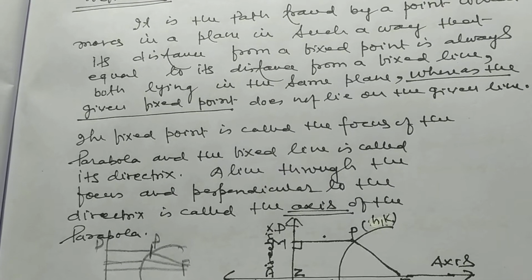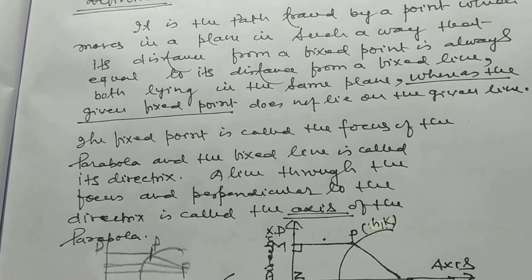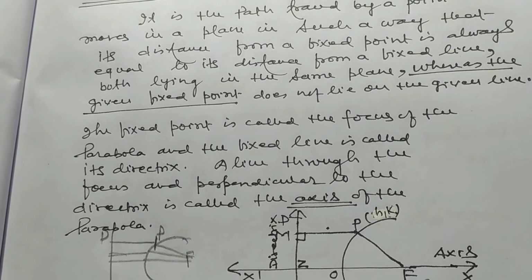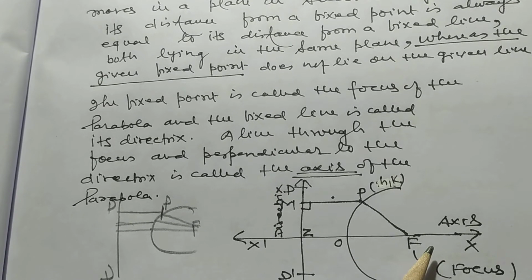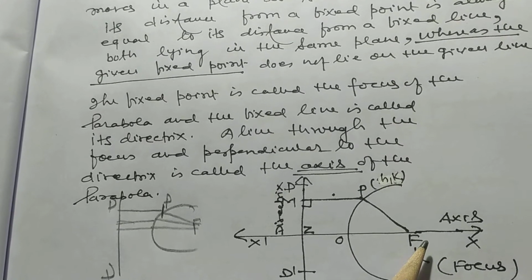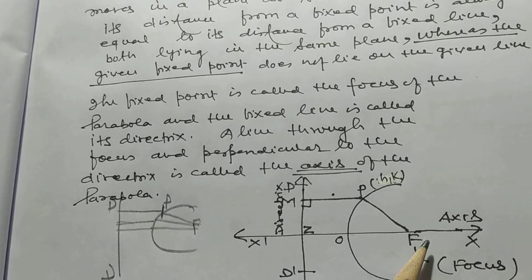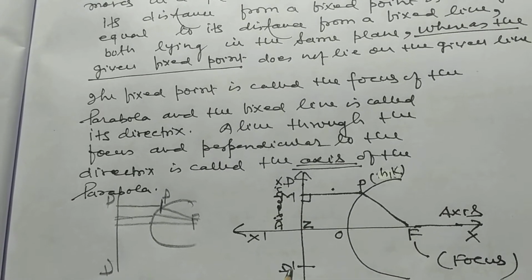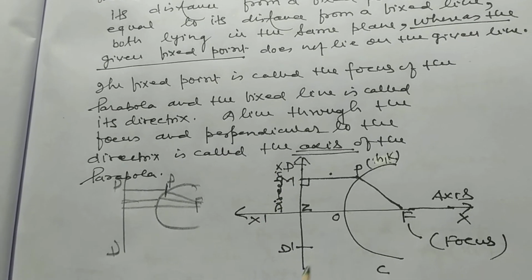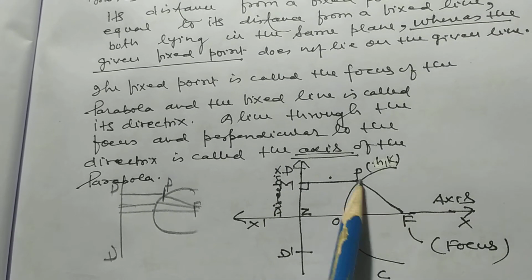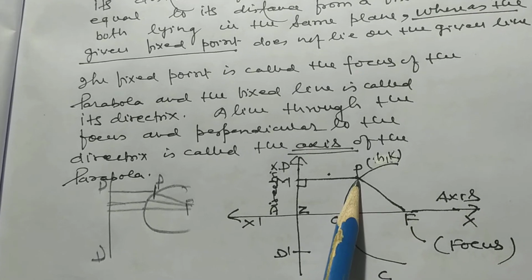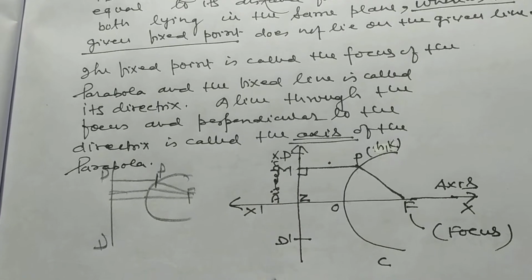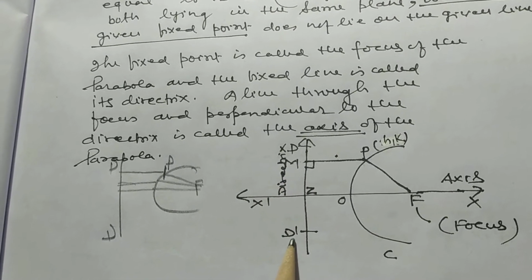The fixed point is called the focus of the parabola, and the fixed line is called the directrix of the parabola. Here this is the fixed point, and this is the point of the locus, and its distance from the fixed line DD dash. This fixed line DD dash is known as the directrix.